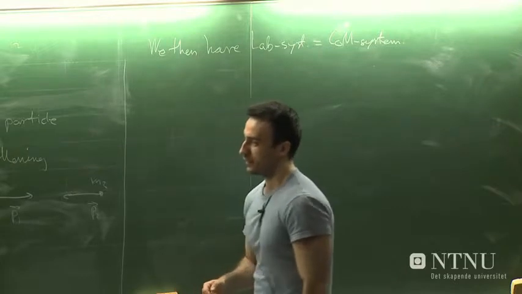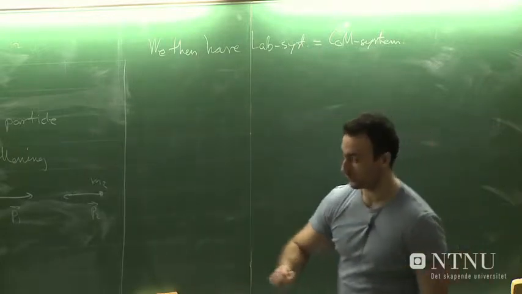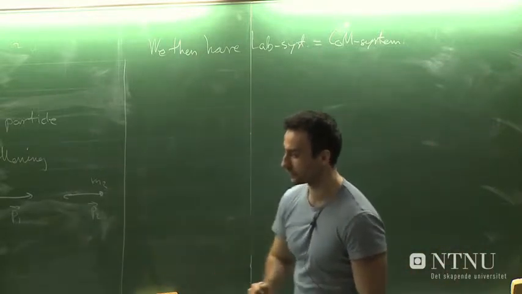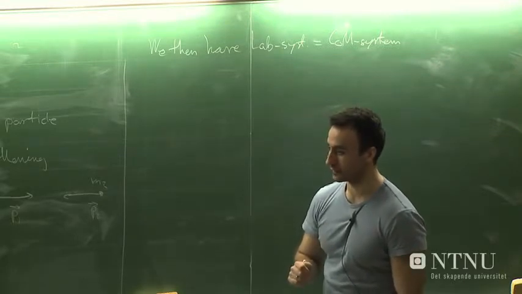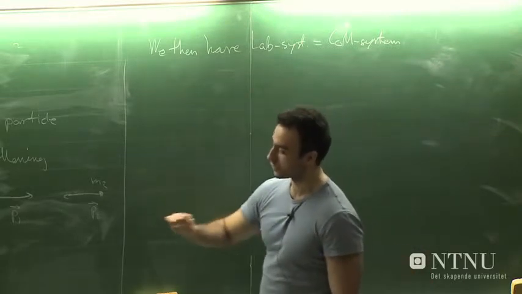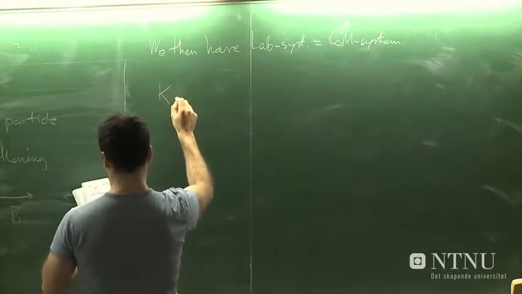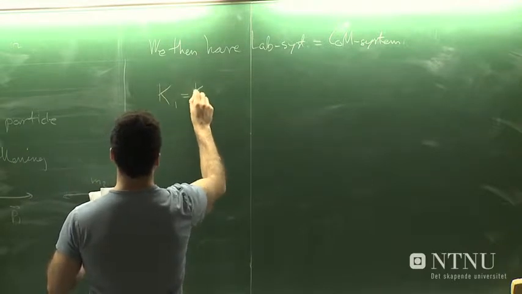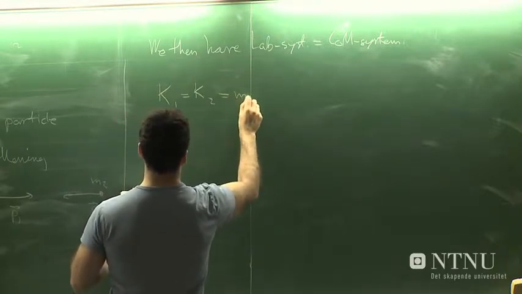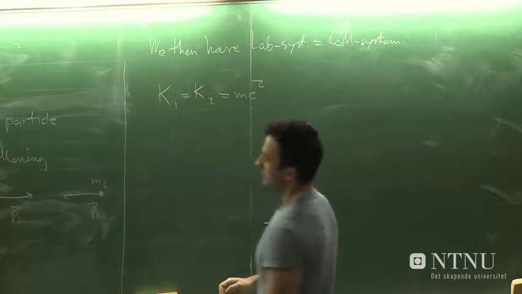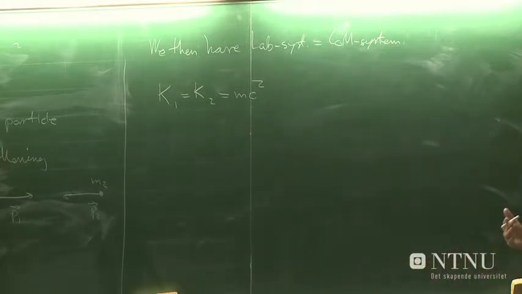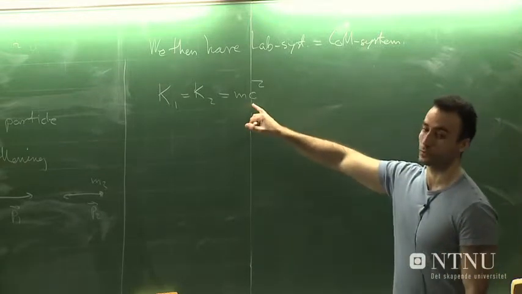Now, I won't go through the calculations for this particular scenario. I'll leave that to a later date. But what you can show is that in this case, the threshold energies for enabling this reaction, in other words, the minimum kinetic energy for particle 1 and 2, since both are moving, is now simply mc squared.